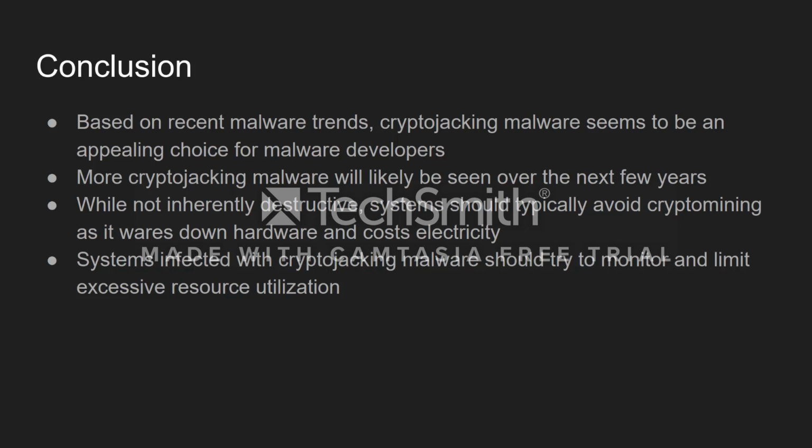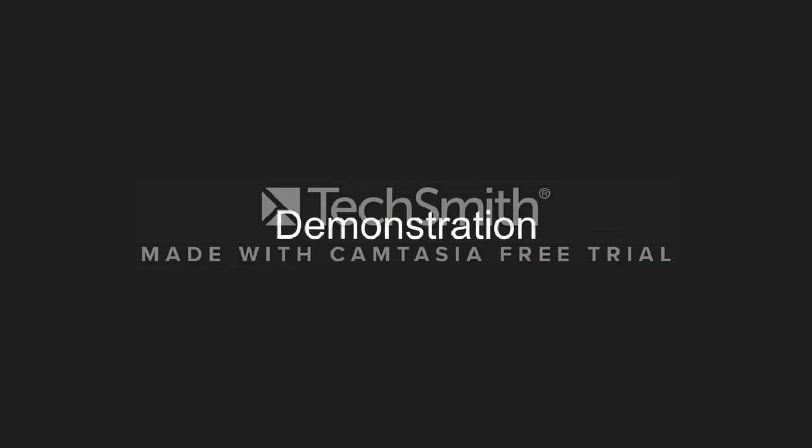And lastly, systems infected with cryptojacking malware should just try and limit system resources. So users should just try and monitor what is normal and what is not normal. So here's a quick demonstration.